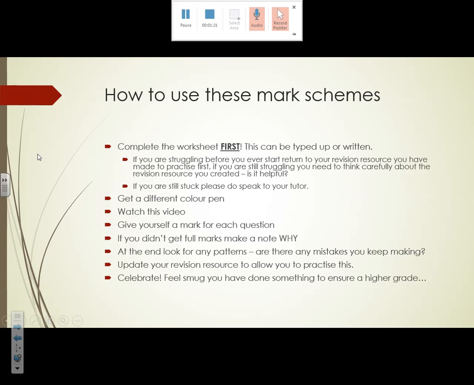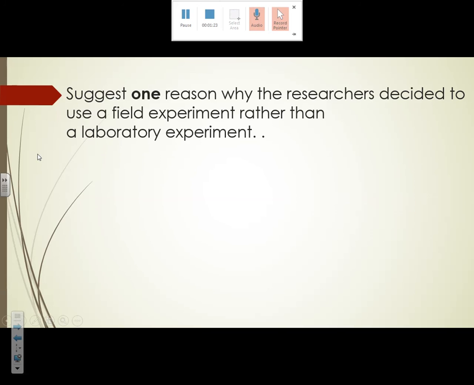And that's it. So, it's just one reason why the researchers decided to use a field experiment rather than a lab experiment. 1 mark for a brief or muddled answer, 2 marks for accurate elaboration. So what we talk about here, there's 2 skills you would use. This one is, believe it or not, AO3, because it's saying why is field better than lab.